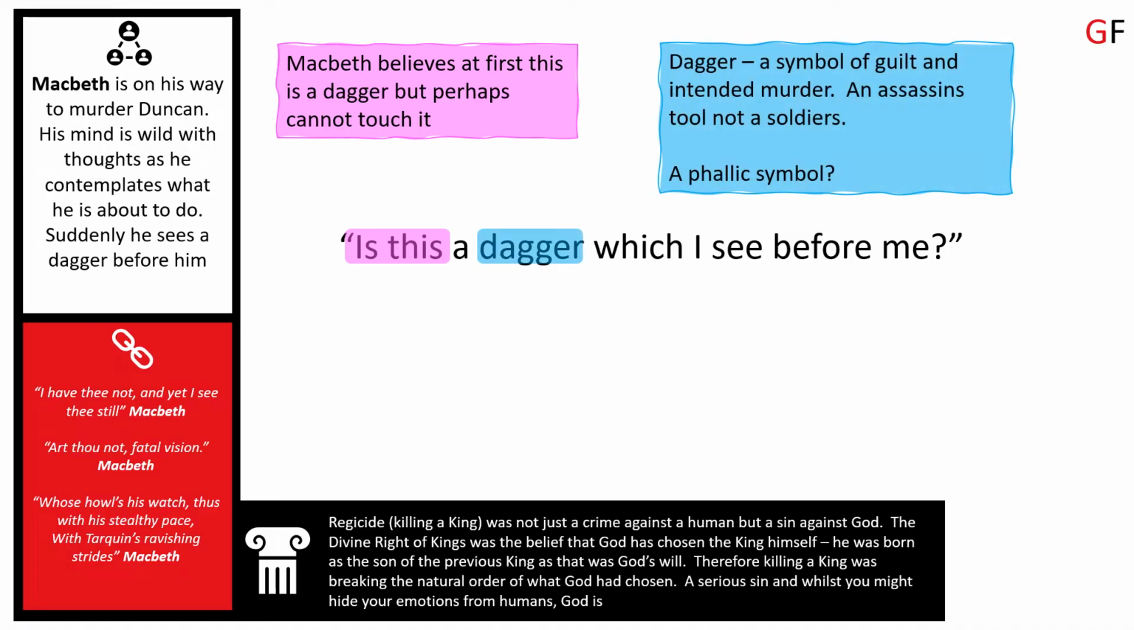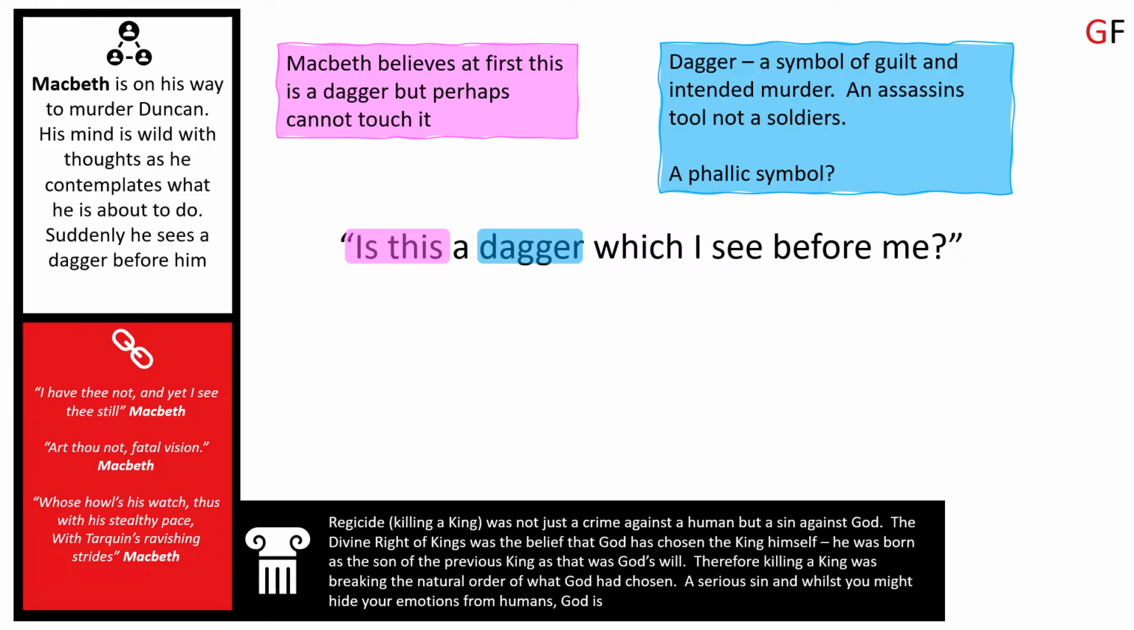So why a dagger? Well, the dagger is a symbol of guilt, isn't it? And intended murder. It's an assassin's tool, not a soldier's as well. So Macbeth is used to killing people out in the open, honestly, with a sword in a fair fight. A dagger is something you might use to stab someone in the back or stab someone when they're asleep, like he does here. It's not a fair fight. It's dishonest. It's dishonourable. That's not what Macbeth used to be about until this point. So it's a real symbol of not just murder, but a symbol of a dishonest murder. And that's obviously a real difference to the hero in battle that we see at the start.